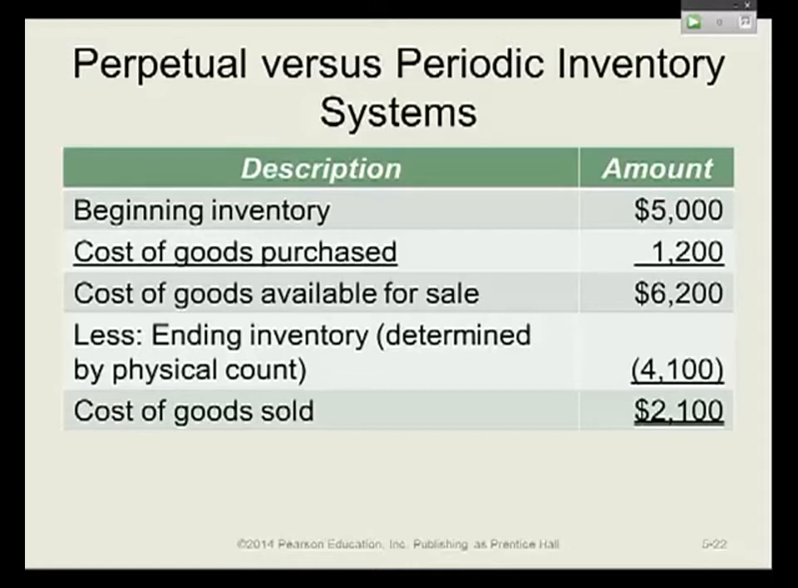Then you go out and take a physical count, and you determine, in this case, and these numbers are just given to you, you determine that 6,200 were available, you counted 4,100, and therefore the amount of units that you sold were 2,100. Now, of course, that excludes spoilage, theft, damage, so you assume if it's not there, it's going to be sold.